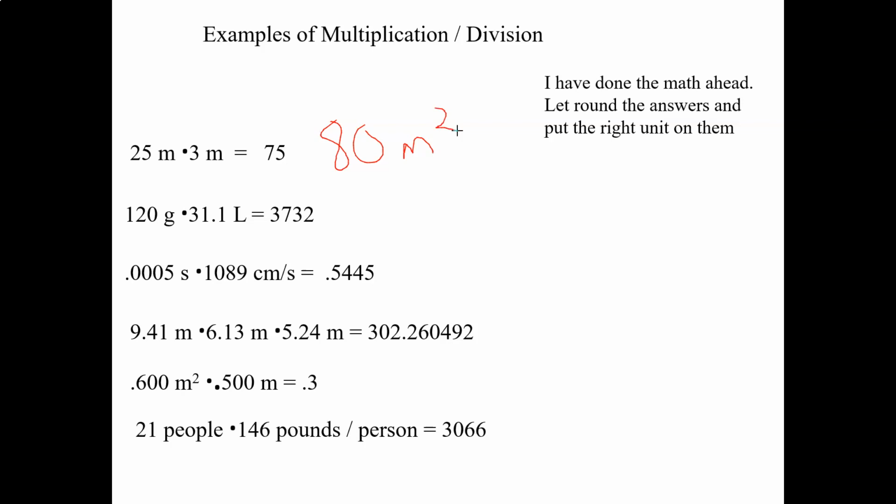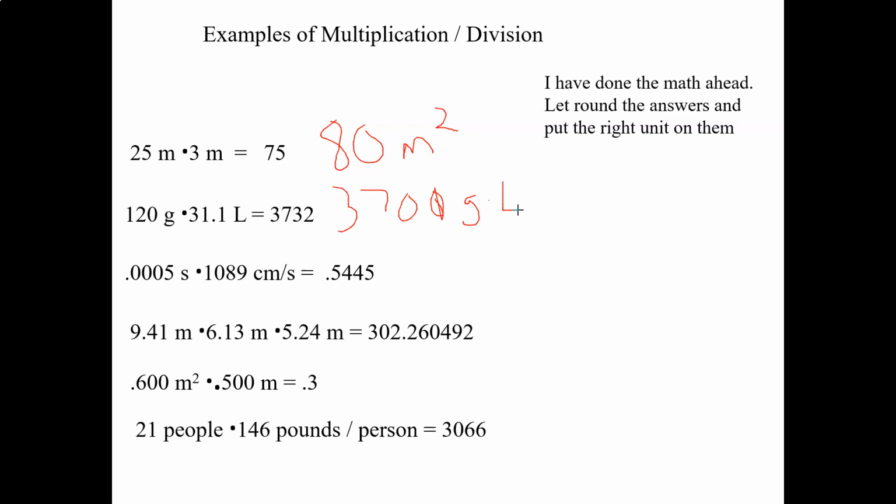Next, 120 and 31.1. We're going to multiply those and get 3732. The first number has 2 sig figs. The 31.1 has 3 sig figs. 2 is less than 3, so I'm going to round my answer to 2 sig figs. Rounding just like before, we'd get 3700, and the unit would be a gram times a liter.